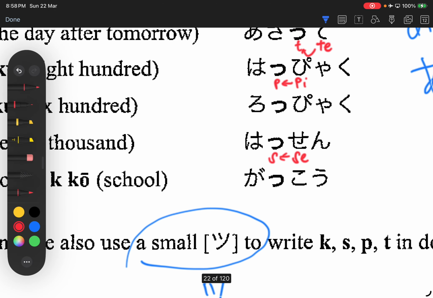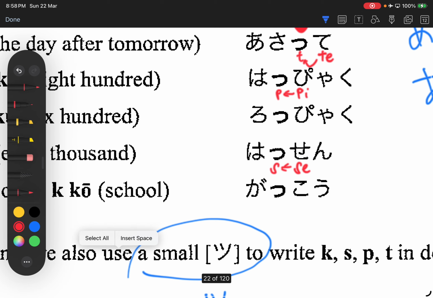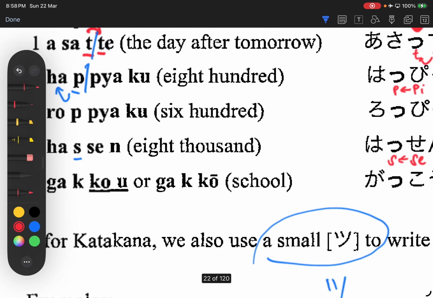Okay. For katakana, they also write a small tsu. Right, my iPad is not cooperating. Hello. I don't know why I keep lagging today. Wow, don't like that.